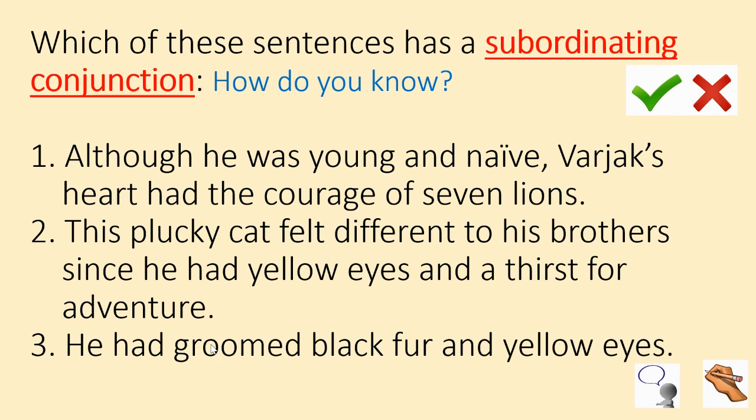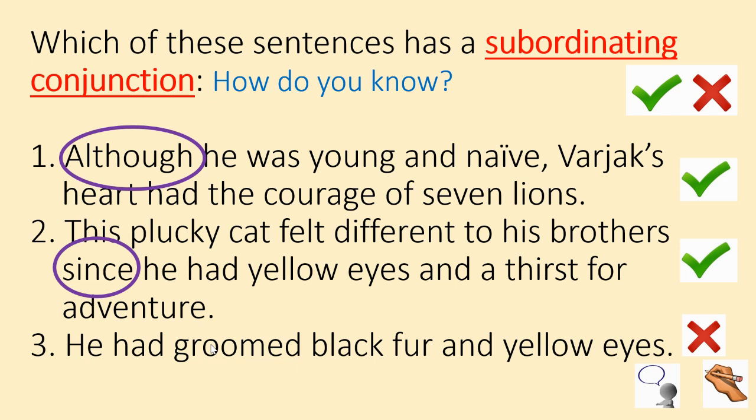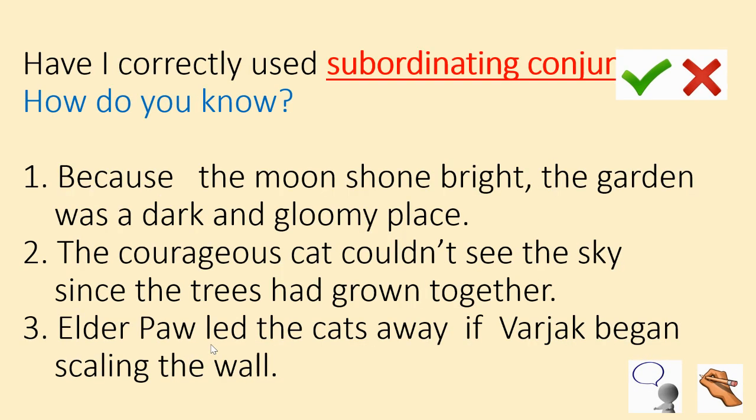Okay, let's have a look. Number 1, although is a subordinating conjunction, so that one is correct. Number 2, since is a subordinating conjunction, so that one is correct. And number 3, there is no subordinating conjunction, so that one is incorrect. So you should have had tick, tick, cross. Okay, so have I correctly used subordinating conjunctions? Let's have a look. Number 1, because the moon shone bright, the garden was a dark and gloomy place.